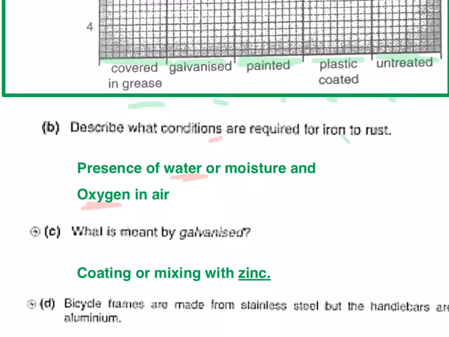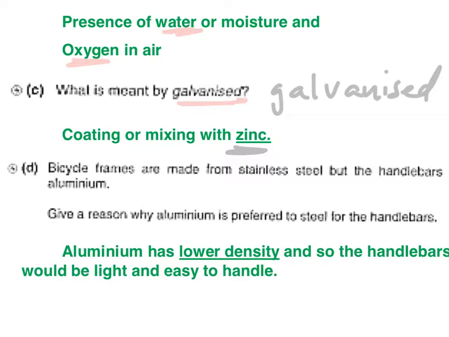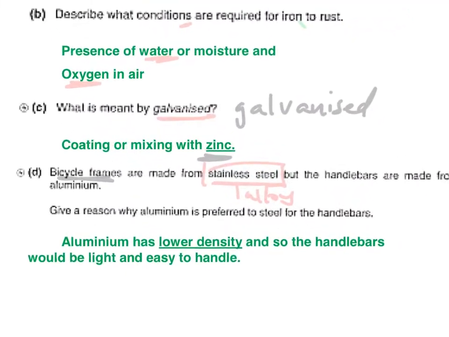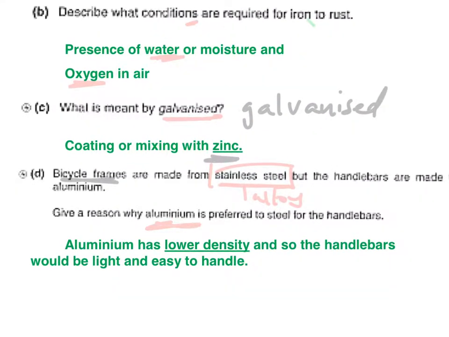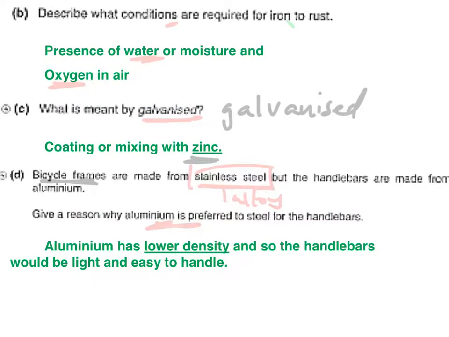Next, part C. May not have mentioned this before, but take note of the word galvanize, I'll write it clearly for you. Galvanize means that it's coated with zinc. Last but not least, they're asking why bicycle frames are made from stainless steel. We know that this is an alloy. But the handlebars are aluminum. They ask why aluminum is preferred. Maybe a characteristic of aluminum: it has a lower density, so it's more lightweight, so to speak.